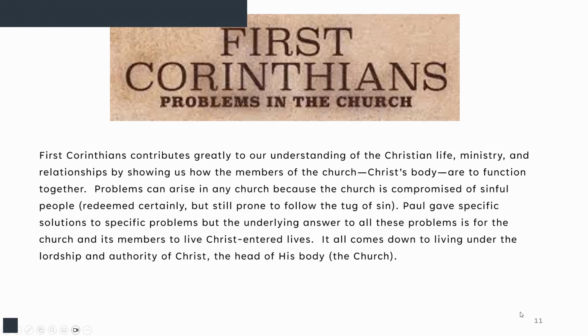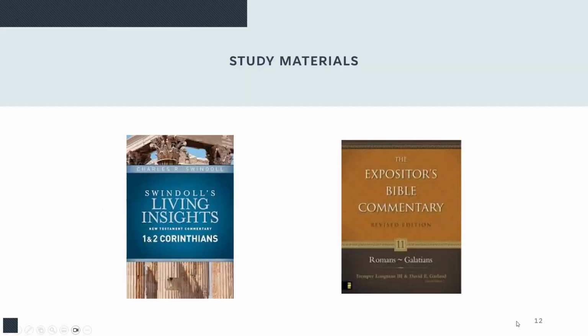Problems can arise in any church because the church is comprised of sinful people. Redeemed, certainly, but still prone to follow the tug of sin. We are all living that, aren't we? Paul gave specific solutions to specific problems, but the underlying answer to all these problems is for the church and its members to live Christ-centered lives. It all comes down to living under the lordship and authority of Christ, the head of his body, the church.